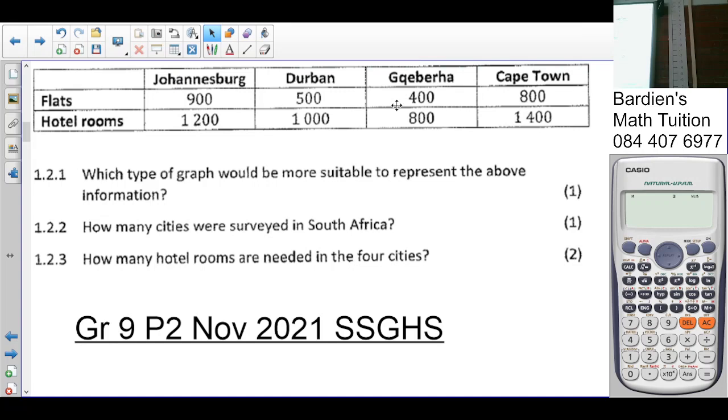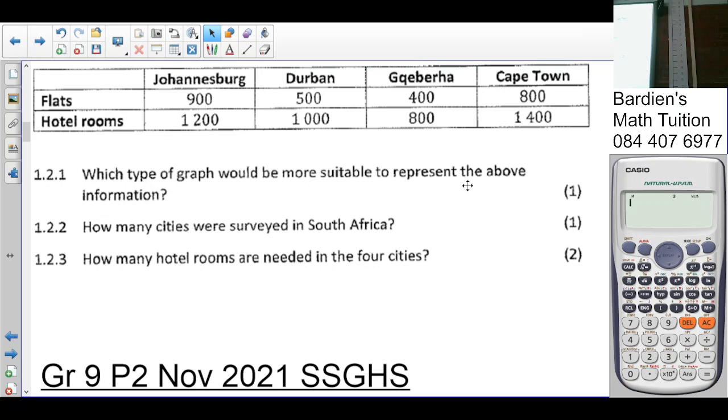Gqeberha, yes, this was previously known as PE, no? Port Elizabeth. 400 flats, whilst hotel rooms is 800. Cape Town, 800 flats, while 1,400 hotel rooms. Okay. Alright, the question says, which type of graph would be more suitable to represent the above information?